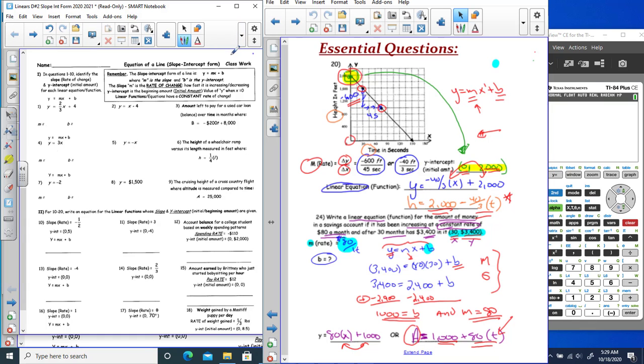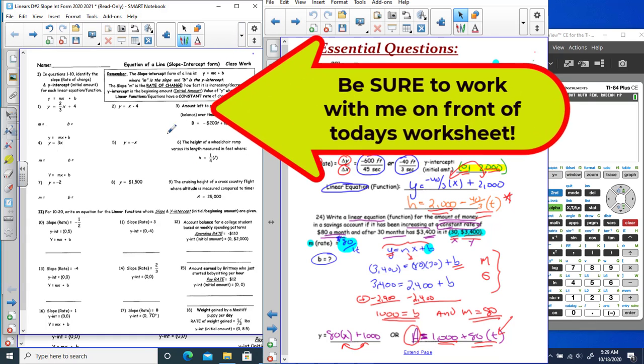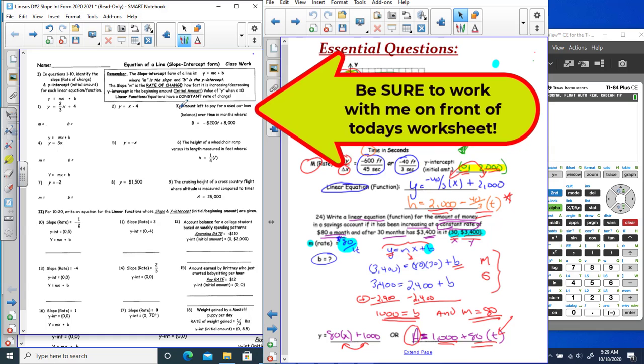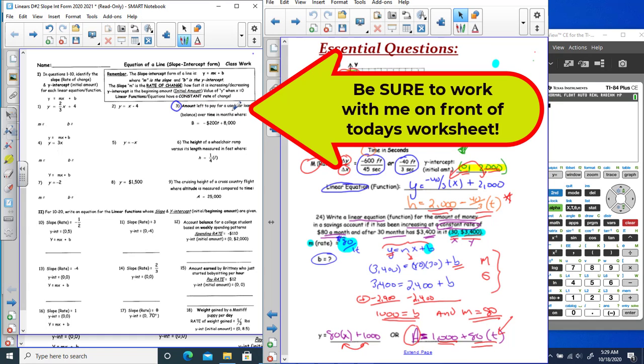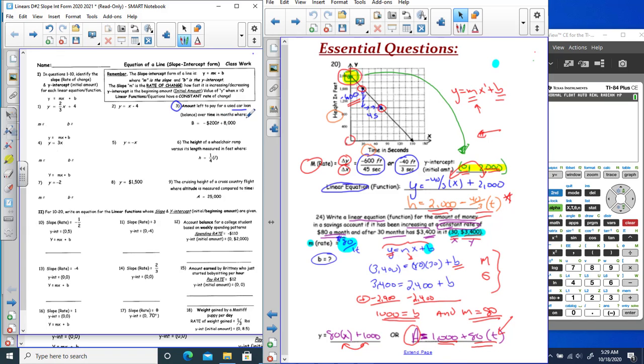To make sure that we're not entirely cramped for time, I'm going to work backwards through some of the skills throughout the worksheet. In section 1, Roman numeral 1, number 3 suggests that the amount left to pay for a used car loan balance over time in months can be represented as the balance B is equal to a decrease of $200 each unit of time, which in this case would be months, starting at $8,000. So we borrowed $8,000 and we're paying it back $200 a month.